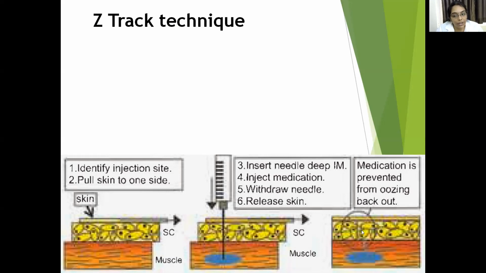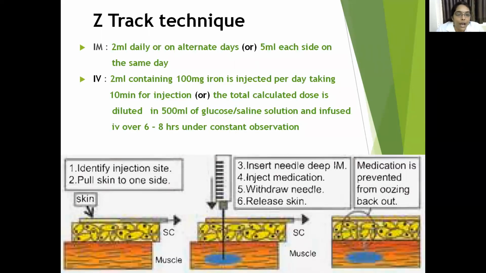Now I'll show you another image. How much dose do you have to administer by the IM route? 2 ml daily or on alternate days, or 5 ml on each side on the same day. Then IV, 2 ml containing 100 mg iron. See, each ml of iron dextran contains 50 mg of elemental iron. So 2 ml will contain 100 mg iron, injected per day, taking 10 minutes for injection.